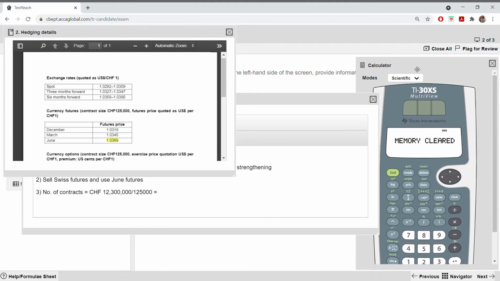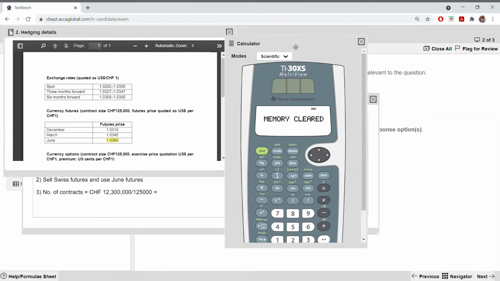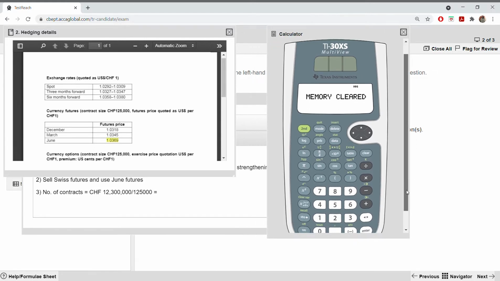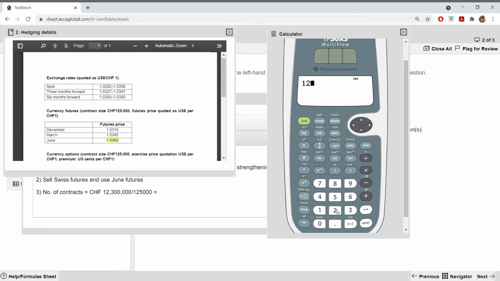You can use your own calculator or this calculator, but I'm going to show you how to use this calculator. Okay, 12, 3 and 5 zeros, 1, 2, 3, 4, 5. Divide by 125,000. Enter. 98.4. Okay, and if you are trying to copy paste, let's see, you cannot copy paste the number. You have to write the number as it is, 98 point 4. So you cannot copy paste from the calculator, 98.4.